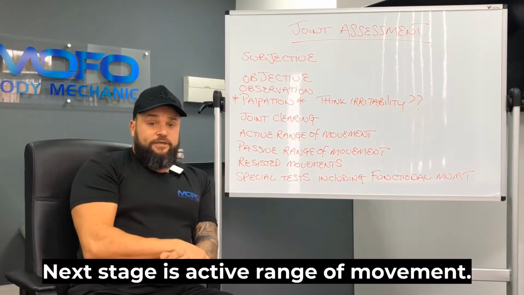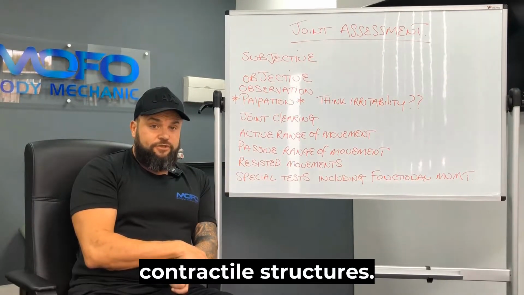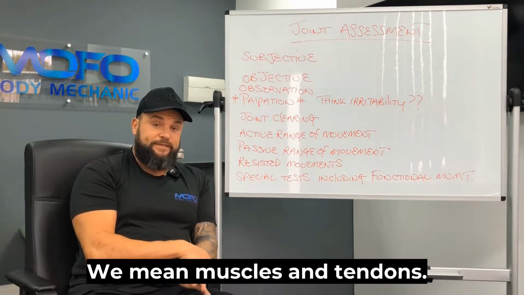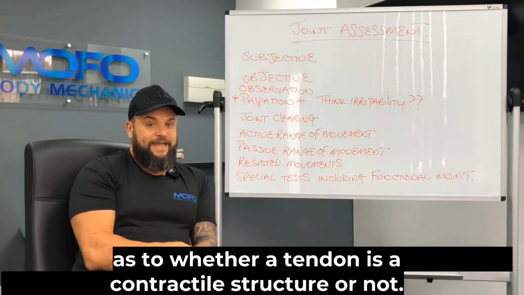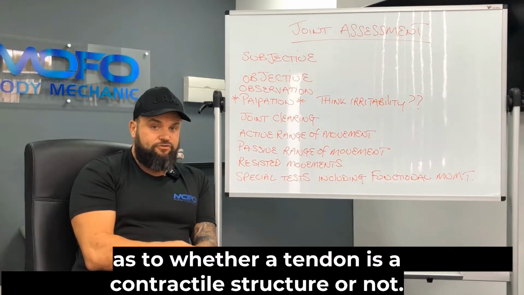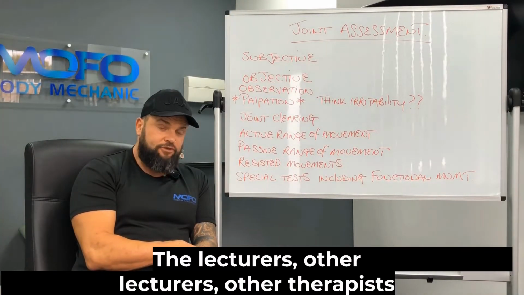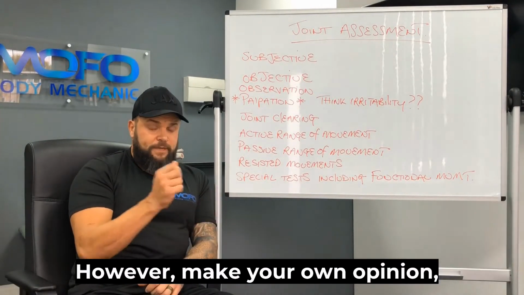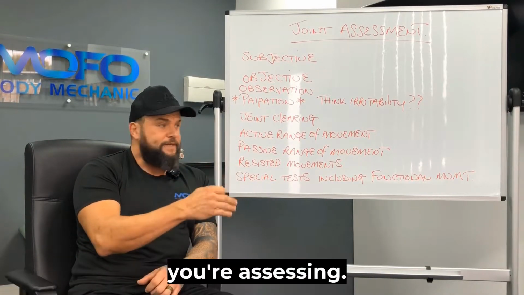Next stage is active range of movement. Now, active range of movement is testing the contractile structures. What do we mean by contractile structures? We mean muscles and tendons. Now there is some contention in the literature as to whether a tendon is a contractile structure or not. I believe it is. Your lecturers, other therapists might believe it's not. Have a read, make your own opinion, and then make sure that's consistent with what you're assessing.